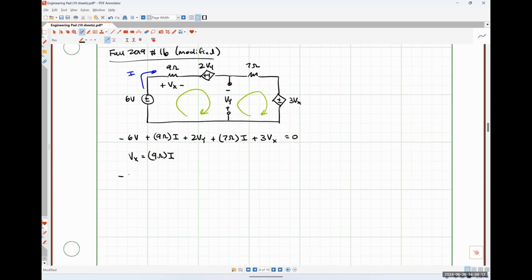That's going to look like negative 6 volts plus 9 ohms times I plus twice Vy minus Vy is equal to 0. And now I have 3 equations and 3 unknowns, so I can solve for everything I want.